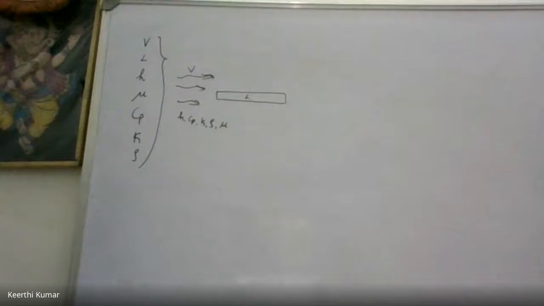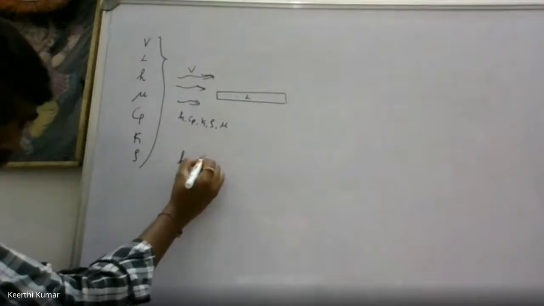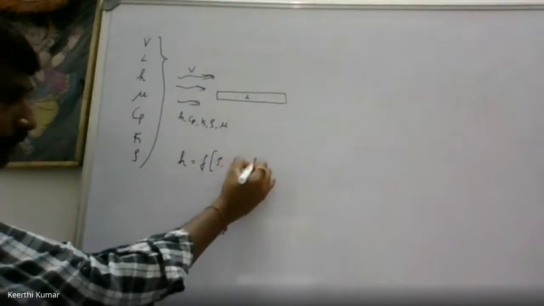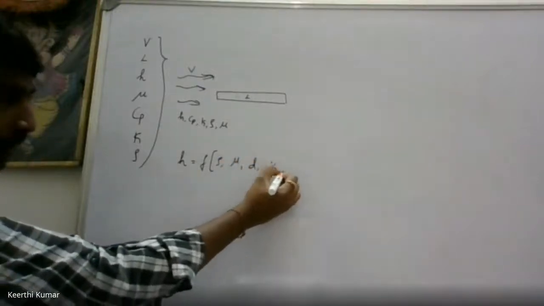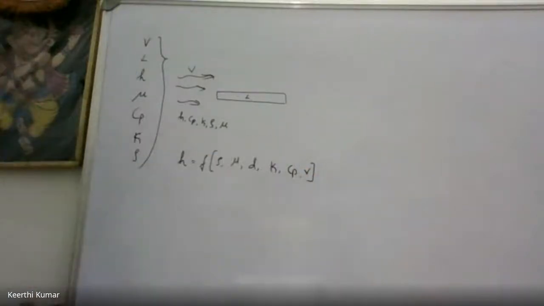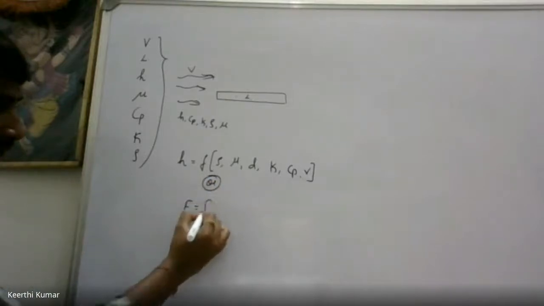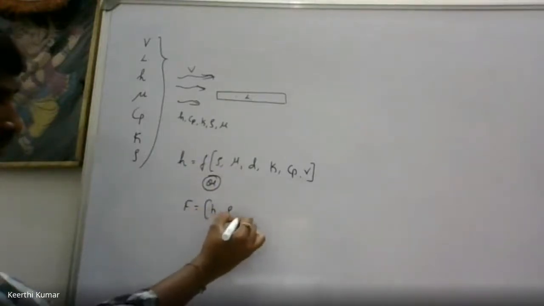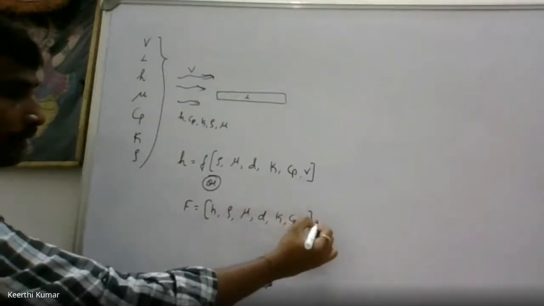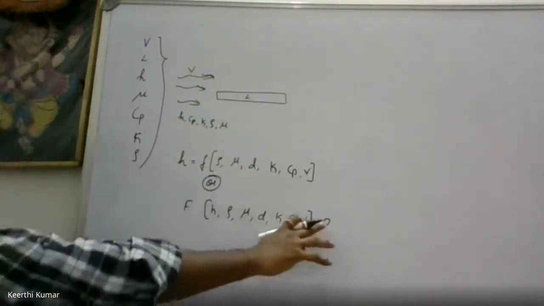So how to represent this equation? The value of H is equal to a function of rho, mu, L, K, Cp and V. So I represented all the variables in formula form. Or it can also be written like this: F of H, rho, mu, L, K, Cp, V is equal to zero. I'll include H also inside. So function of H, rho, V, mu, everything is equal to zero.